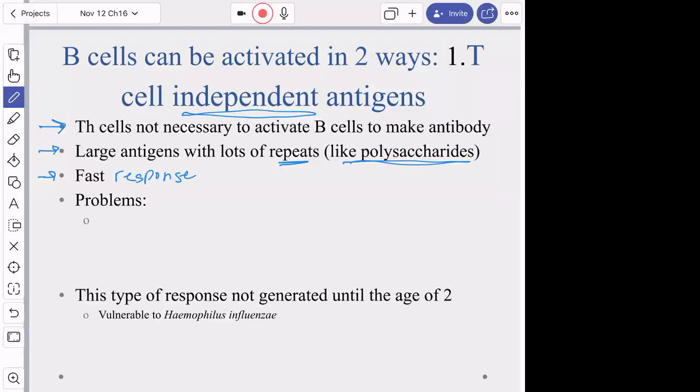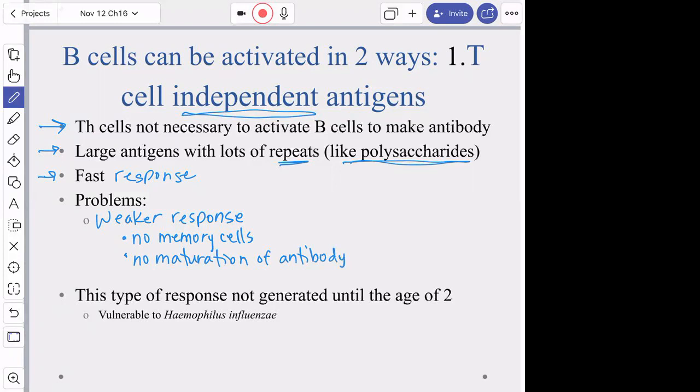The problem, in terms of fighting these pathogens, is that we have a weaker response when it's a T cell independent antigen. Why is it weaker? Well, it doesn't produce any memory cells. So even though it's a little quicker response than our other method of activation when T helper cells are necessary, we don't get memory. So that's sometimes an issue, and there's no maturation of antibody. I have that defined on a slide that we'll get to pretty soon.